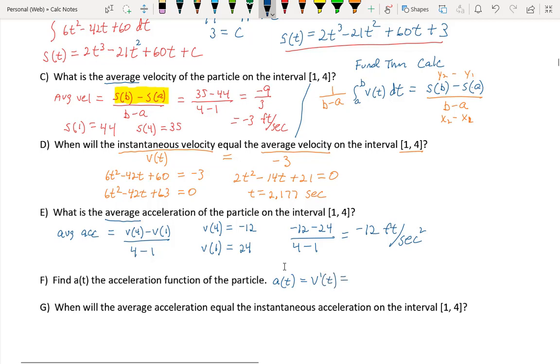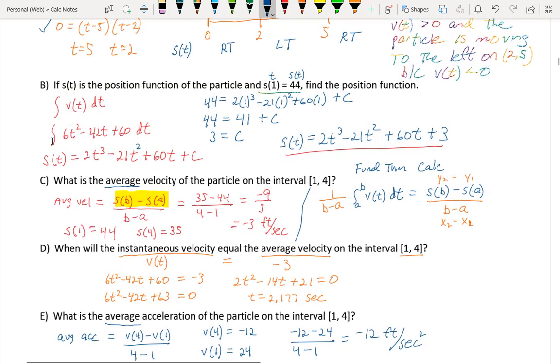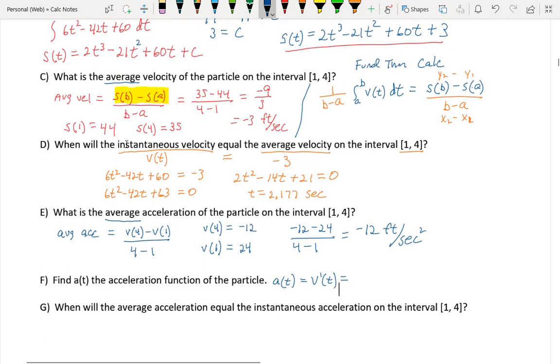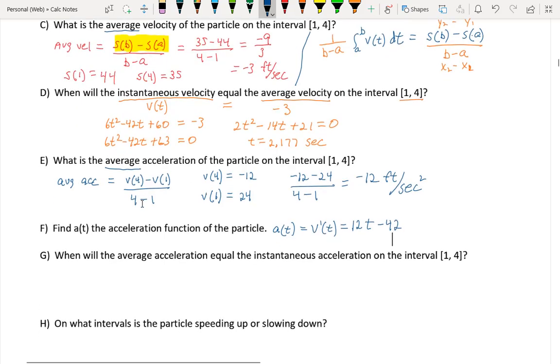Alright, now v prime is floating around here somewhere. You can see it at the top of your page here. Okay, so I can see v prime right here in part B. So I'm going to take the derivative of that guy right there. So this is going to be 12t minus 42 for v prime of t, or a of t. Okay, that's all that part F asks for.